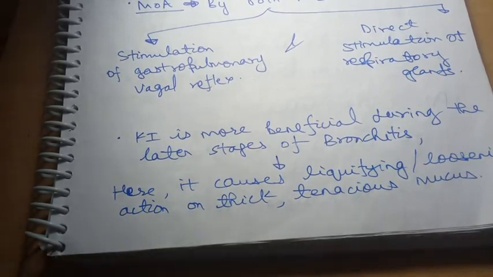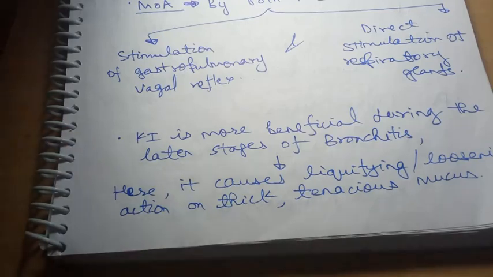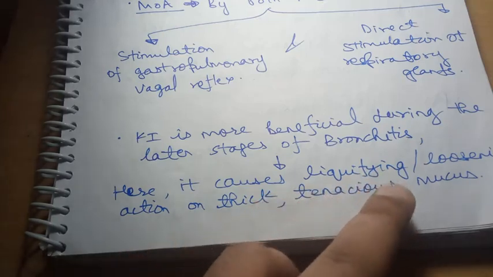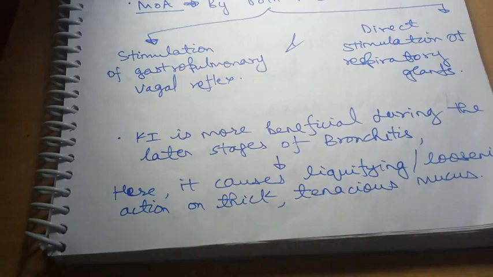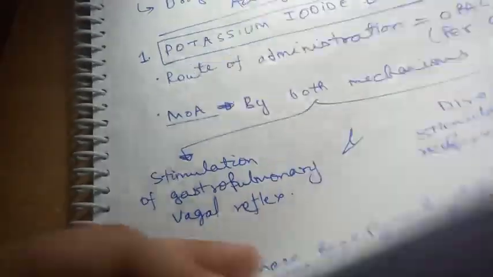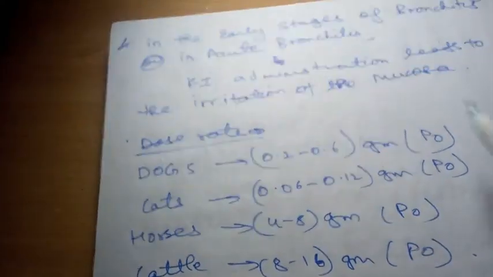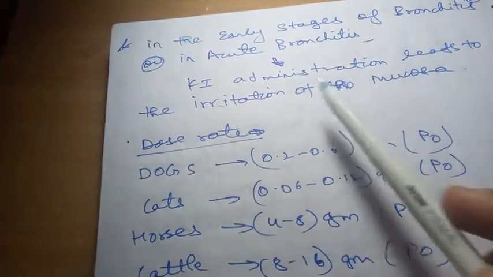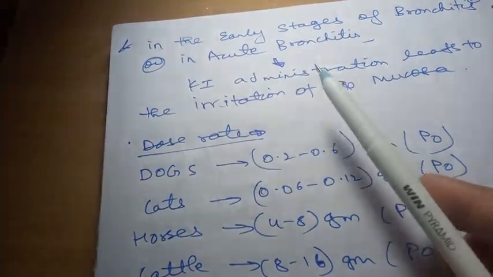Why is it so? Potassium iodide is helpful in the later stage of bronchitis because it can easily liquefy or loosen the thick mucus present in the later stage. But in the earlier stage it has a more irritant action as compared to the later stages.